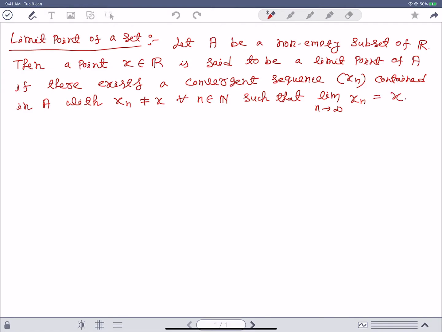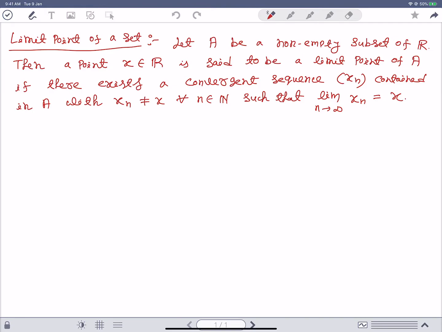Okay, that means if you have a non-empty subset of R, it may not be an interval. Then a point x can be in A or may not be in A. Then any point x in R is said to be a limit point of the set A if we have a convergent sequence x_n where each term of the sequence x_n is in A, but each term is not equal to x, and that sequence converges to x.